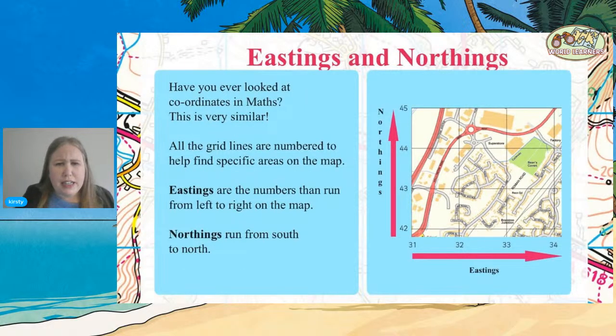So eastings and northings. Have you ever looked at coordinates in maths? Some of you might have. This is really similar to this. All of the grid lines are numbered to help us find areas on a map. We've got eastings. Those are the numbers that run from left to right on the map. There they are along the bottom, 31, 32, 33, 34. Those are our eastings on this map. And our northings run from south to north. We can see those up the side there, 42 up to 45.